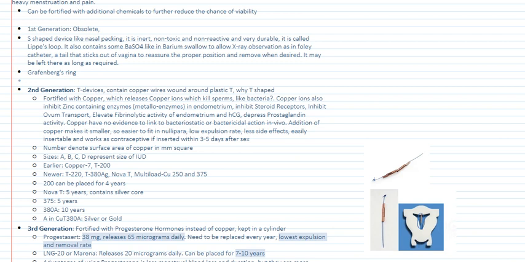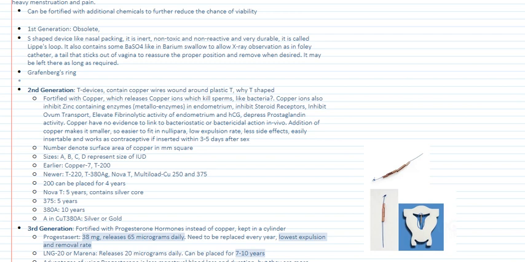So the number denotes the surface area of copper in mm². So there can be sizes A, B, C, and D, and newer are copper T220, T380, AG, Nova T, multi-load copper 250 and 375. The 200 can be placed for 4 years, Nova T for 5 years, 375 for 5 years, and 380A for 10 years. The AG represents silver and the A represents gold.